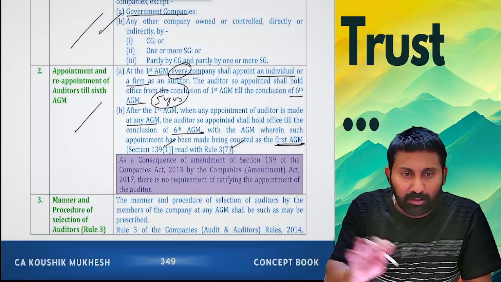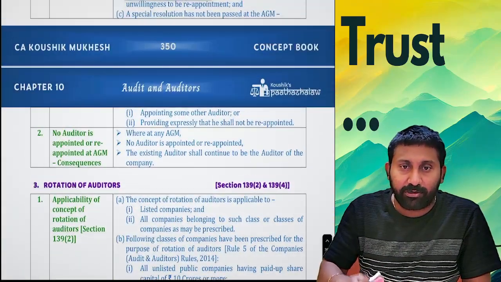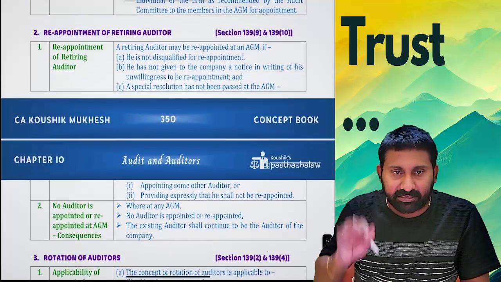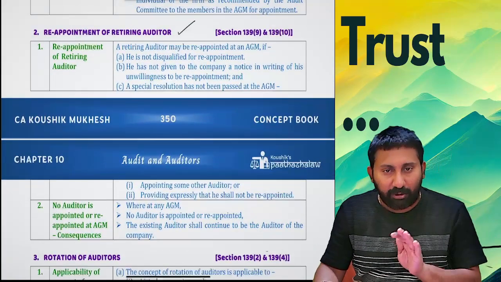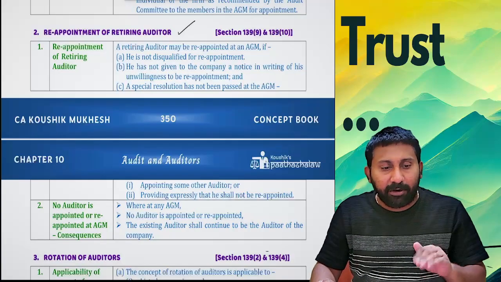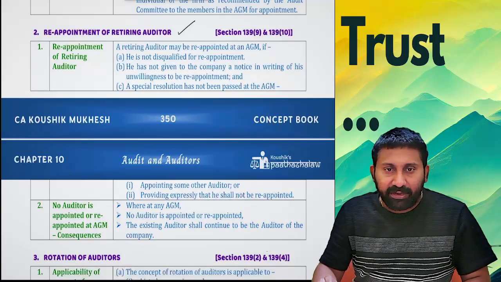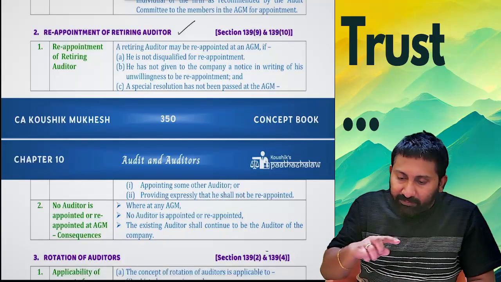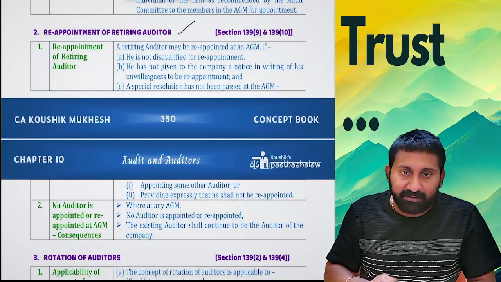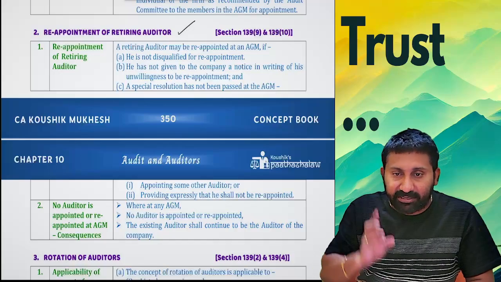Next, rules as of now are not required. Let us go into the sections first. Lastly, we will discuss the rules. Next one, reappointment of retiring auditor. What is this? Reappointment of retiring auditor means whenever a particular AGM is completed, from the conclusion till the end of the sixth AGM, he will continue.